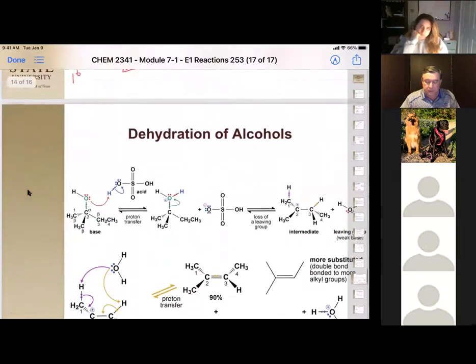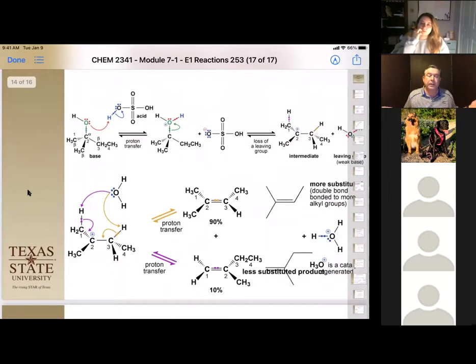Okay, so here's the mechanism. OH is a bad leaving group, so we're going to use an acid to protonate it to make it into the oxonium ion. That makes water a good leaving group at this point. It can leave as a neutral species. So that's going to happen first.